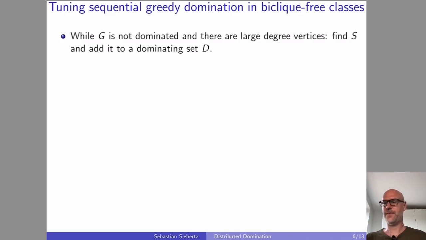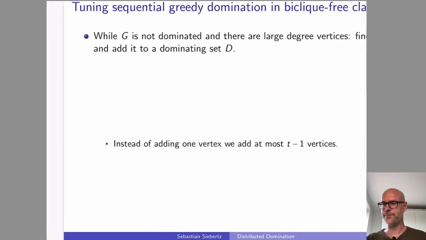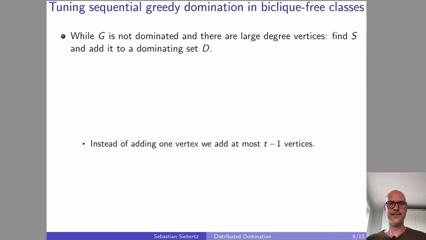So we can tune the algorithm as long as G is not dominated. We follow our sequence here of vertices of maximum degree and consider the neighborhood intersections. And instead of adding the one vertex of highest degree, we add those at most t minus 1 vertices to the dominating set. So instead of adding one vertex, we add at most t minus 1 vertices, but we are making extremely good progress here. We are not, as before, dominating only a 1 over gamma fraction, this is guaranteed, but we are also selecting at least one vertex from an optimum dominating set.